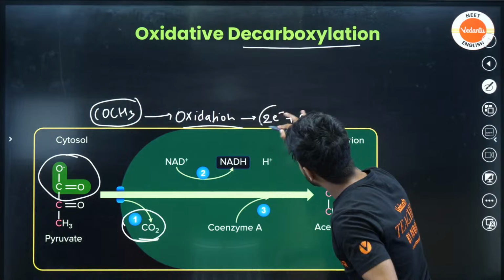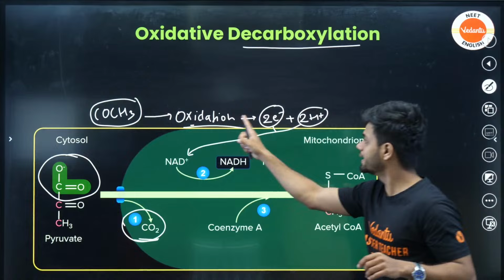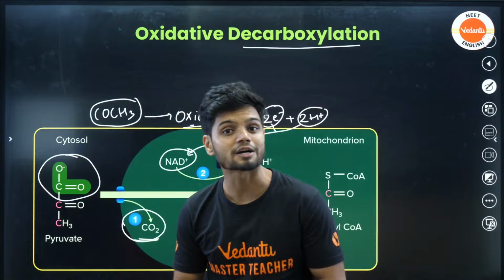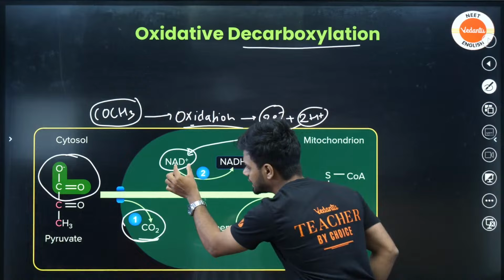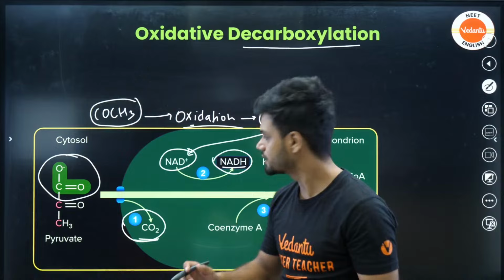And this electron and this proton are taken up by your NAD+. Your acetyl group undergoes oxidation, it releases your 2 electrons and 2 protons. These 2 electrons and 2 protons are taken up by your NAD+. And NAD+ undergoes reduction. Why? Because reduction is gaining of electrons or gaining of protons. So this particular NAD+ takes up the 2 electrons and gets converted to NADH plus H plus.